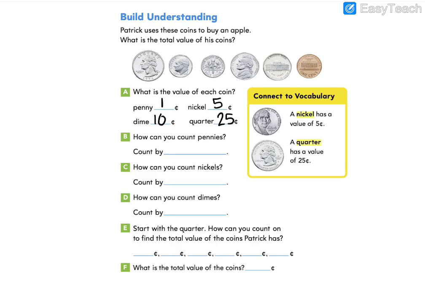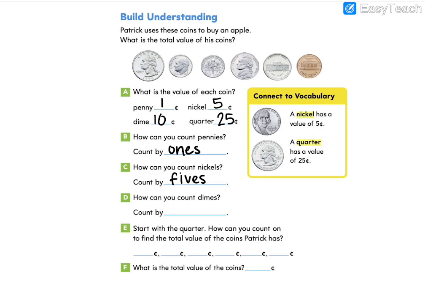Right. Now it's going to ask us some different ways we can count the coins quickly. Now, if we're counting pennies, what can we count by? Well, they're each worth 1 cent. So 1, 2, 3, 4. We're counting by ones. But now let's think about nickels. A nickel's worth 5 cents. 5, 10. If I had another, it would be 15. So I can count by fives.